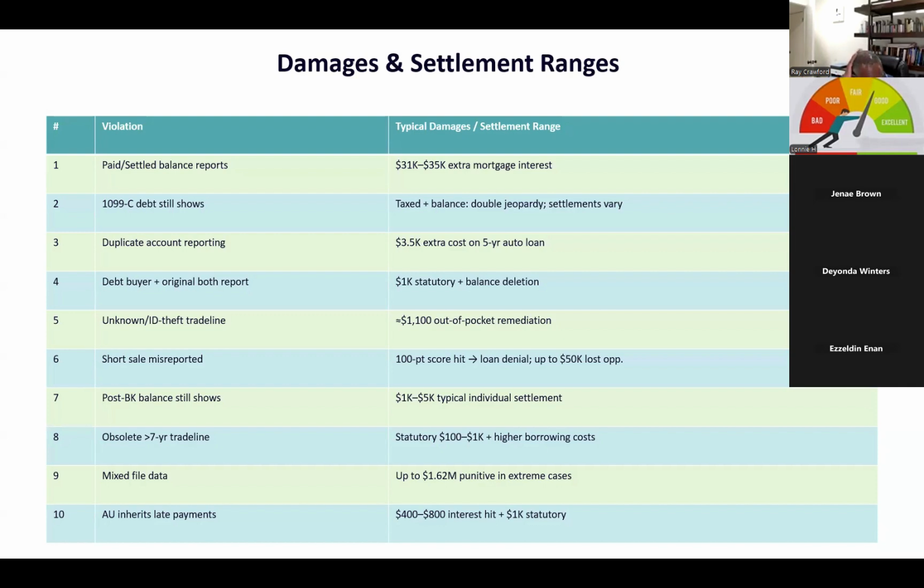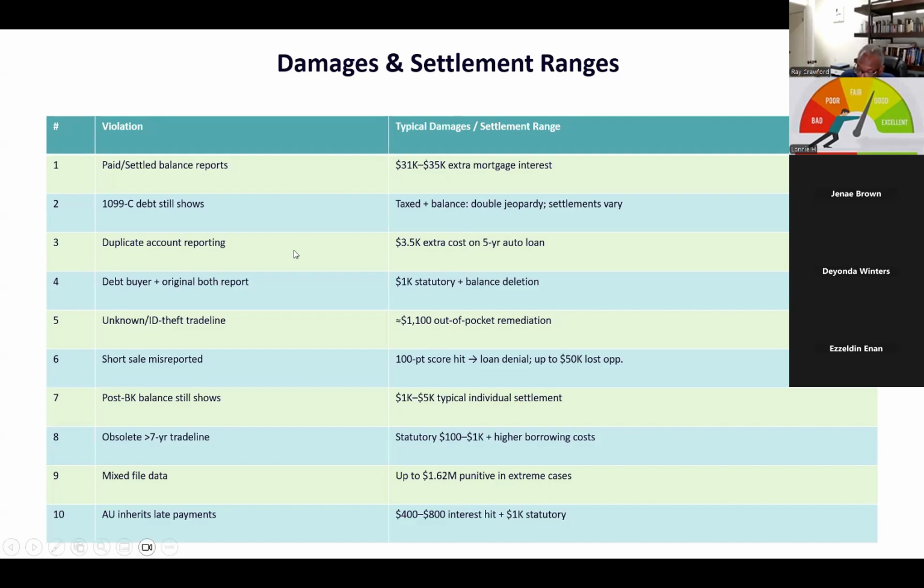So that's when you have the card that should have been paid or settled with a zero and it's still showing a balance. That can actually raise the interest rate for a home just 0.5%. But a half a percentage point over a 30-year, $300,000 loan equals $31,000 to $35,000 in extra mortgage interest. So they can definitely prove damages, the law firms for sure.